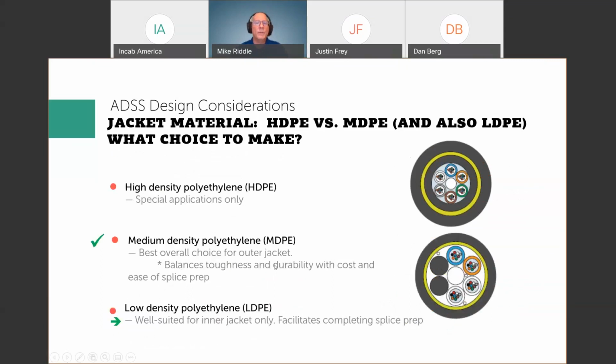So what choice do you make? Our opinion, medium density is the best overall choice because it balances the toughness and durability with the cost and ease of splice prep. Low density polyethylene, though, we think is a great choice for an inner jacket, because that facilitates completing the splice prep process.